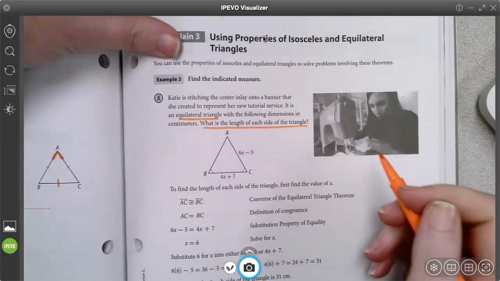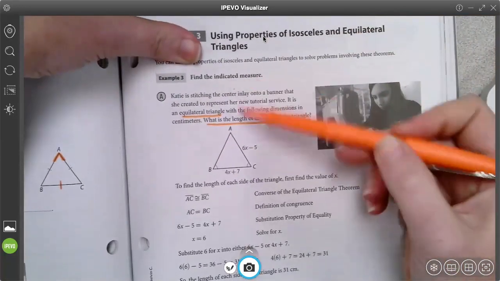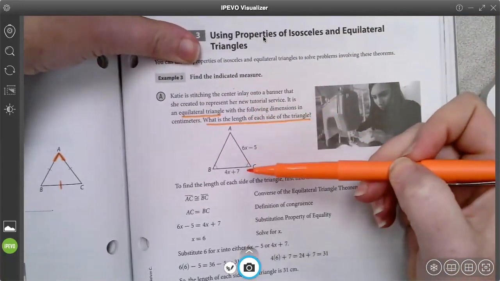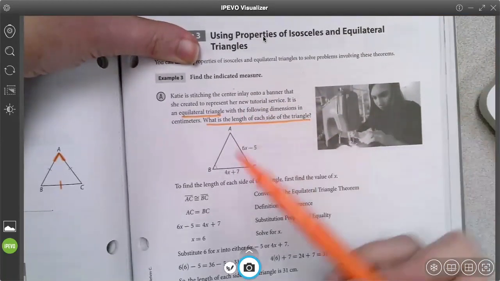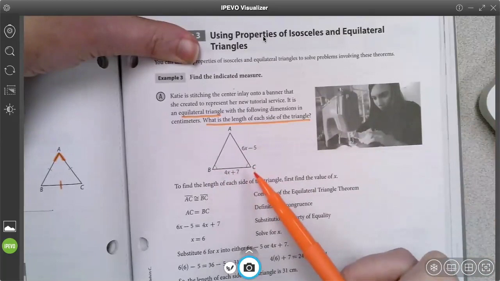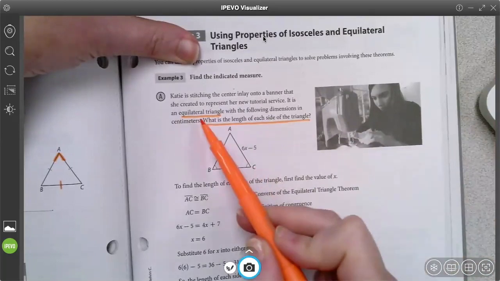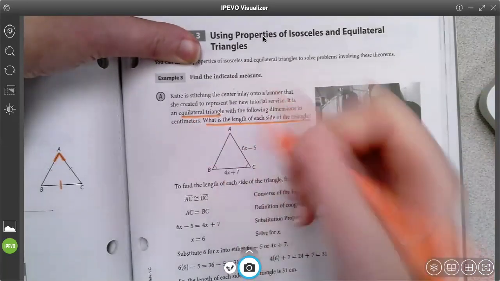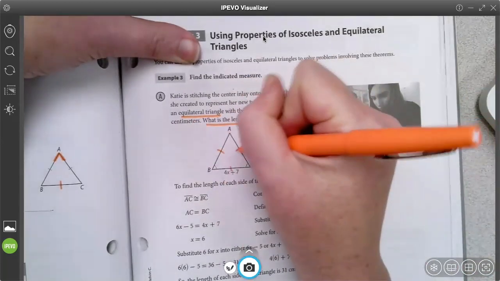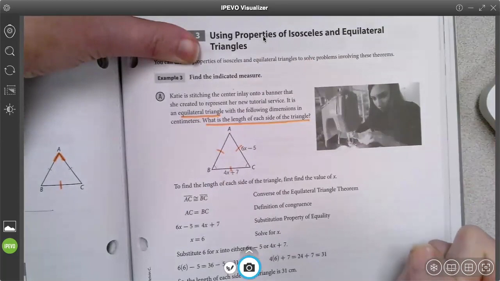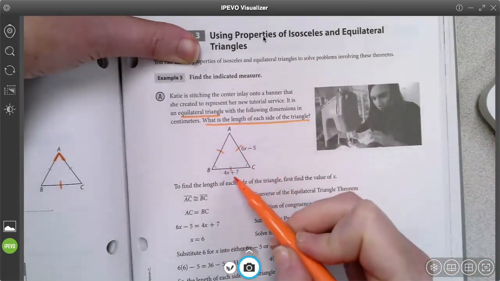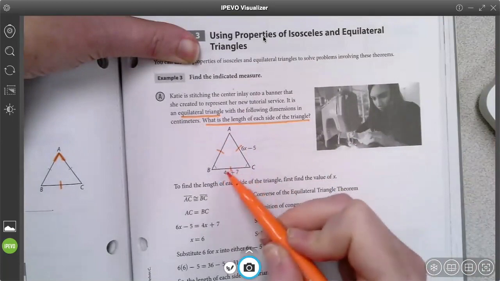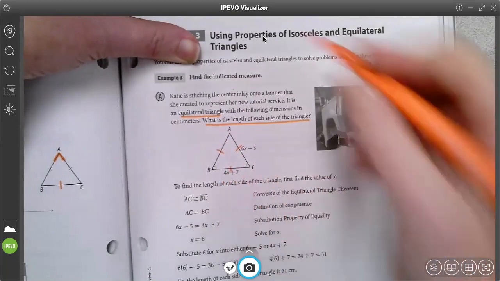So what we always need to do is to make sure that the information from the text gets drawn onto the diagram. And as you can tell in this triangle, not all of the information is down here. If you're just looking at the markings, it looks like this is an isosceles triangle, but our reading says that it's also equilateral. So equilateral means that all three sides are going to be the same. And so once you have that extra piece of information, it's really easy to see that you're going to take 4x plus 7 and 6x minus 5 and set those two equal to each other.